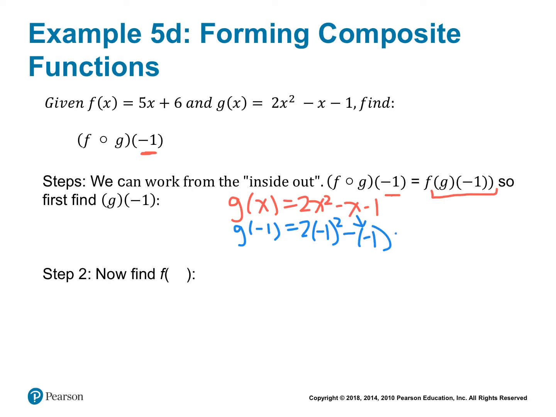So a lot of negatives here. Make sure you're careful with those. So g of -1 would be -1 squared is 1, times 2 is 2. -1 times -1 is +1, minus 1. So g of -1 simplifies down to 2.